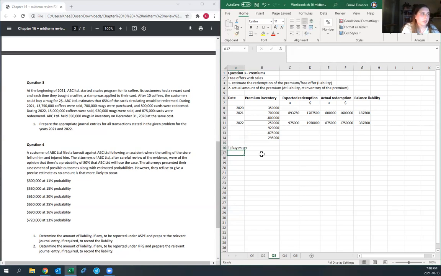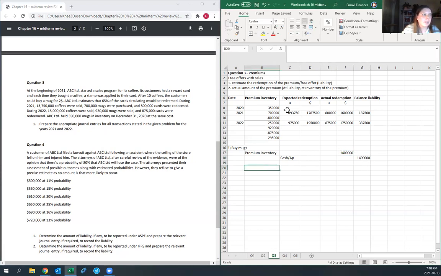So for the entries, first we can put that they bought the mugs. So it increases their premium inventory. And then they either paid cash or on credit by accounts payable. And the amount was 700,000 times $2, because it says that it's the same cost as what they sell. So it's 1.4 million.